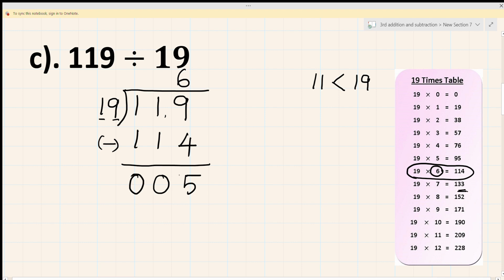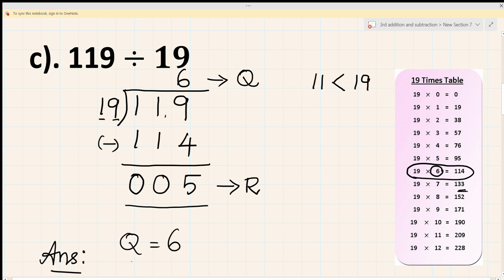Now the remainder is smaller than the divisor. So we cannot divide this. So this is the remainder. 5 is the remainder. 6 is the quotient. Let us write the answer. Quotient is 6. Remainder is 5. So if you divide 119 by 19, you will get the quotient 6 and the remainder is 5. Let us move to the next question.